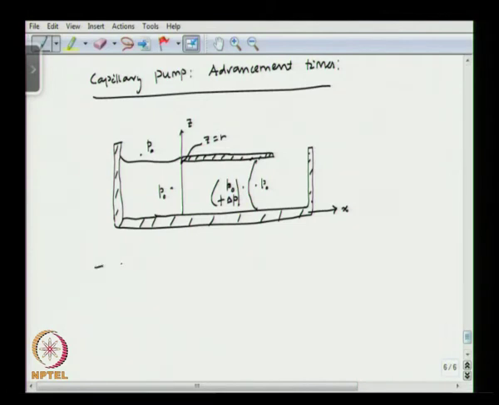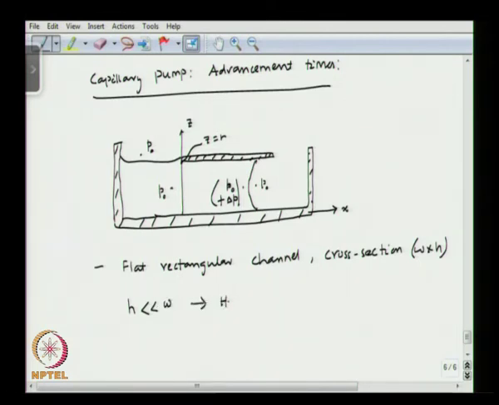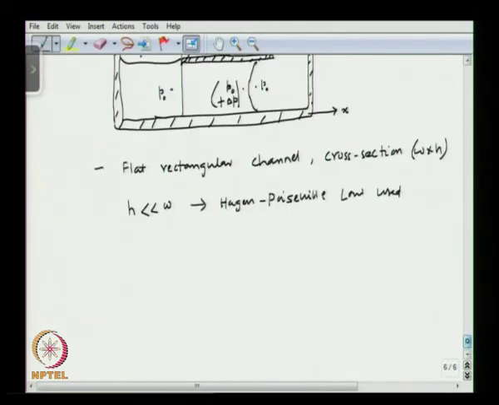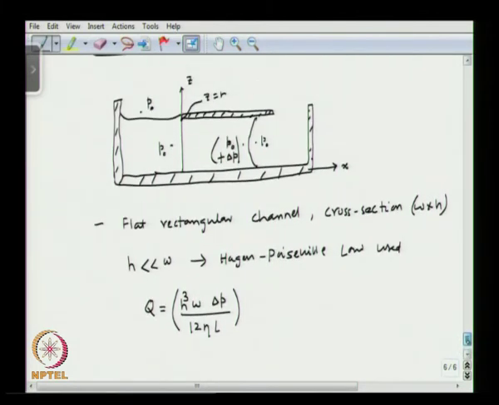So, here we assume a flat rectangular channel, the cross section is W into H, and we say H is less than W. So, we can apply the Hagen-Poiseuille flow between two flat plates. If you do that, you can write Q equal to H cube W delta P over 12 eta L. Here it is a horizontal channel.